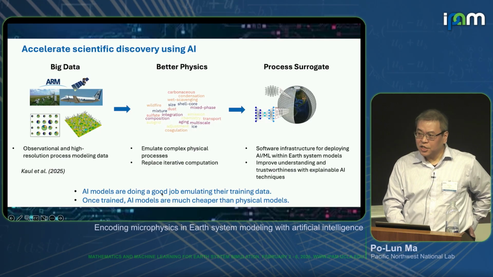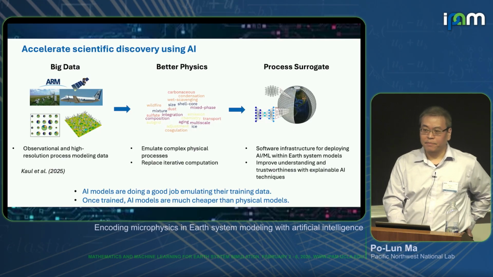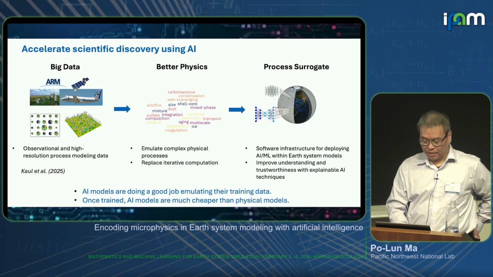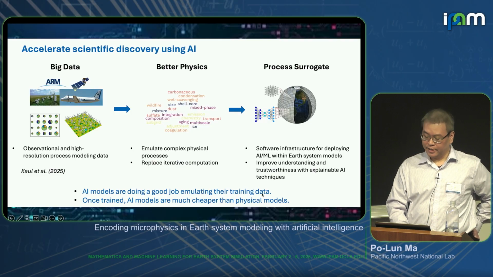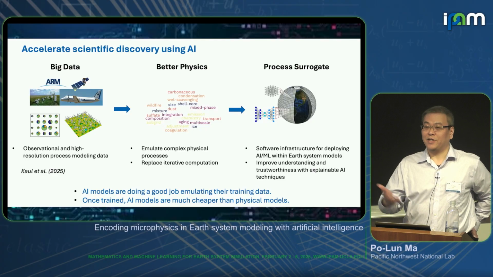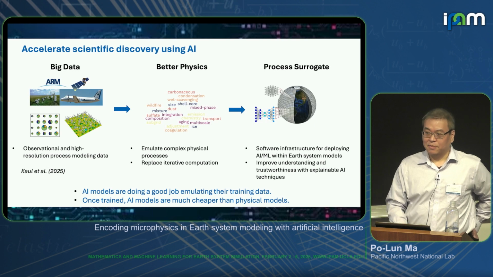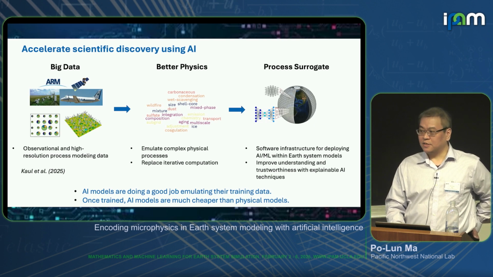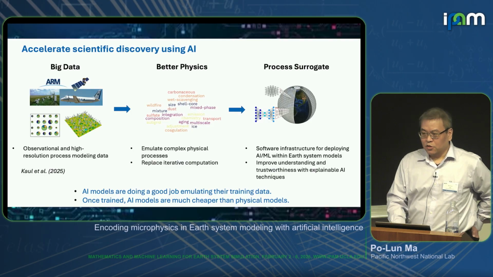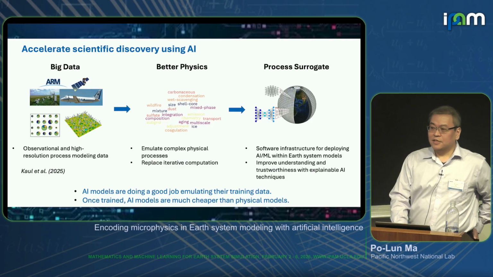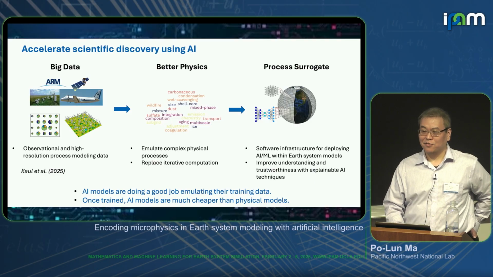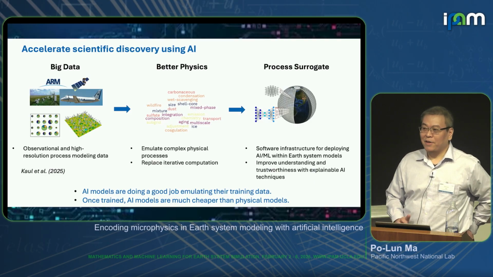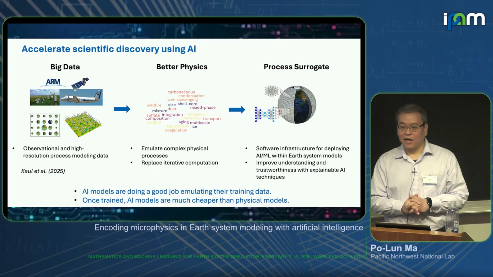And in general, I think not just our group, but many other groups in the community have already found that AI models are doing a good job emulating their training data. And once they are trained, the AI models are generally much cheaper than physical models, but there are exceptions, of course. It depends on the system you are trying to emulate. So this is basically when I wrote the title and abstract several months ago for this workshop, I thought this is the idea to talk about.